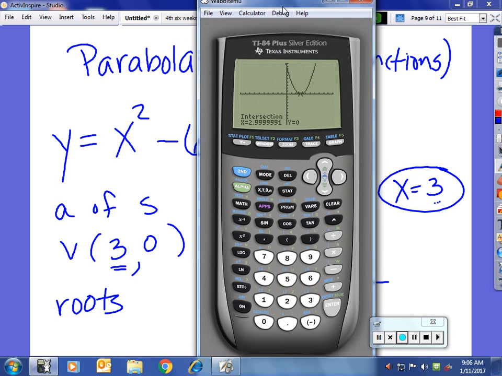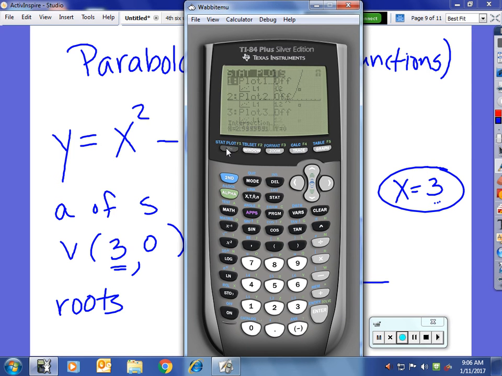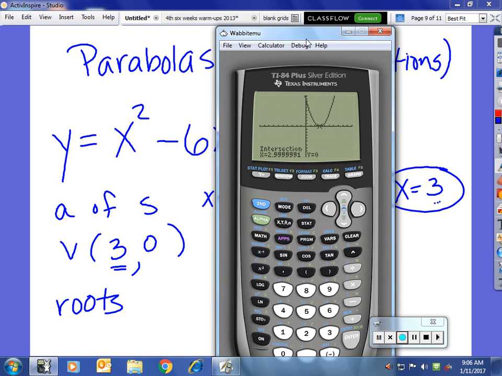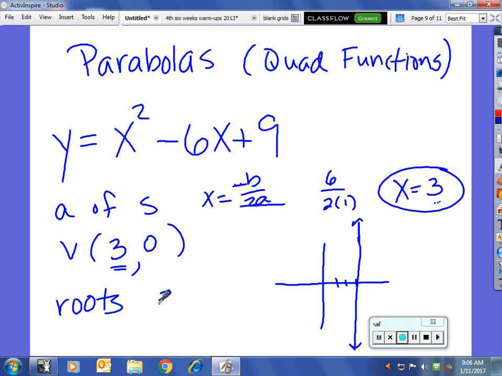Oh, it's telling me 2.99. Why did it do that? That's weird. I've never seen it do that before. Second function, calculate, intersection. First curve, second curve, guess. Well, the answer is exactly 3, 0. Okay, so the root and the vertex were the same point in this problem.